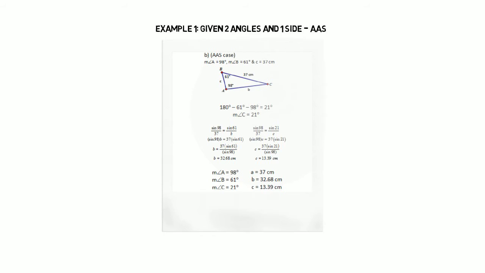Next, using that information, we plug it into the equation. So we do sine 98 over 37 is equal to sine 61 over B, then you cross multiply and solve for B, and you get that B is equal to 32.68 centimeters. You do the same thing to find the other side length: sine 98 over 37 equals sine 21 over C. You cross multiply, and you get that that side is equal to 13.39 centimeters. So it's pretty simple.